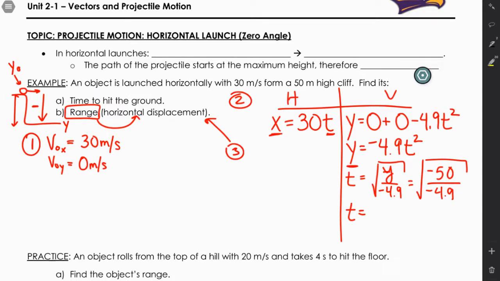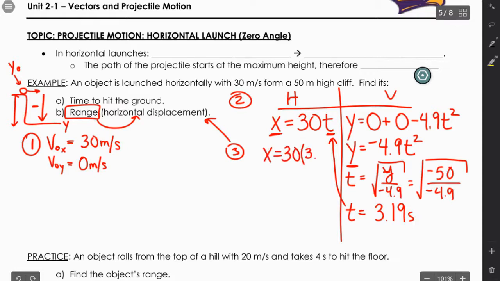Turn the calculator on: square root of 50 divided by 4.9. It's basically the square root of 10, so it's going to be 3.19 seconds. Now remember, t is the only variable that can cross the barrier, so now I can plug in my t. I'm going to go 30 times 3.19, and I get an x of 95.7 meters. So there's part B, and here is part A.